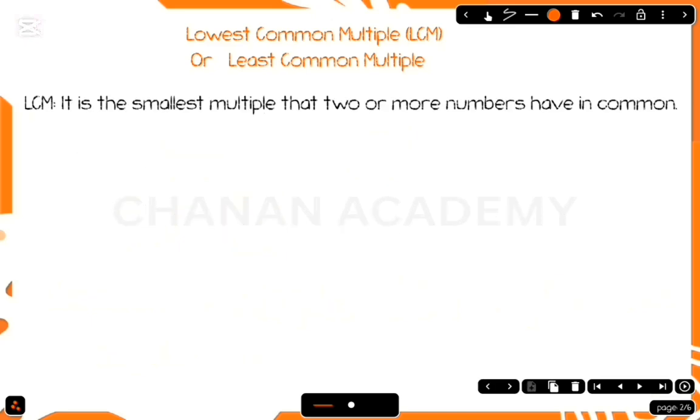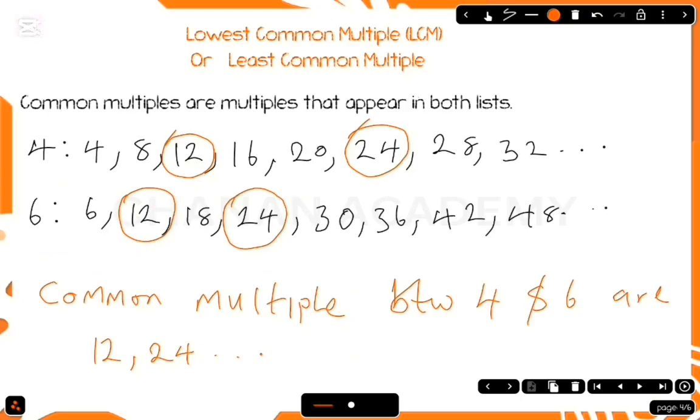I haven't defined this yet, so we can say the LCM is the smallest multiple that 2 or more numbers have in common. Between 12 and 24, which of them is the least or lowest in terms of value? 12, of course. So 12 is the LCM because it is the lowest common multiple, or the least common multiple.